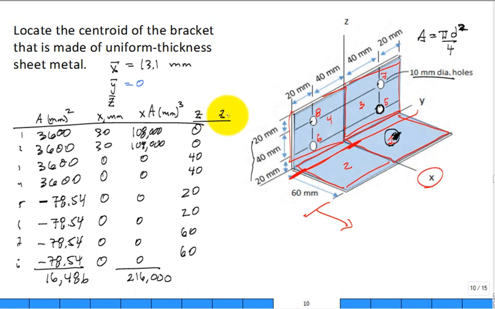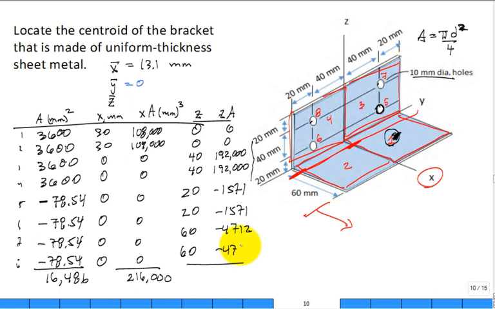And then z times a, you make that additional product. Let me just fill it out. So we're going to have 192,000, 192,000, negative 1,571, negative 1,571, negative 4,712, negative 4,712. Then we add up that column. We get 371,434. Now I ask the last quicker question maybe for the day. Give me z bar. 3 significant digits.